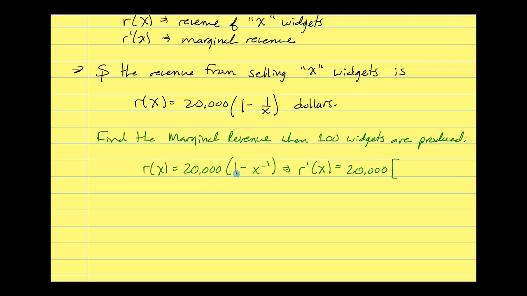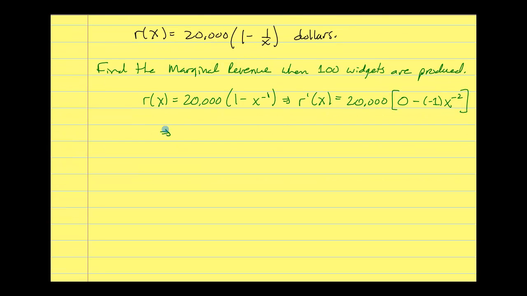Now I take the derivative of 1. The derivative of a constant is 0. And then the derivative of this piece, I already have a negative out front. I bring the negative 1 down, and then I decrease that exponent by 1 to give me a negative 2. So what I get here then is R prime of X equals 20,000. Now let's see what happens here. A negative times a negative is a positive, and then this X to the negative 2 flips. So this would be 1 over X squared, or my derivative is 20,000 over X squared. So this is my marginal revenue function.